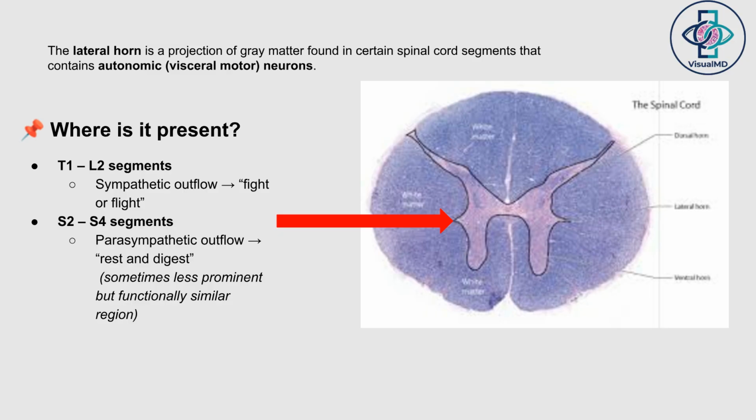The lateral horn contains autonomic neurons. It is present in the T1 to L2 segments for sympathetic outflow and the S2 to S4 segments for parasympathetic outflow.